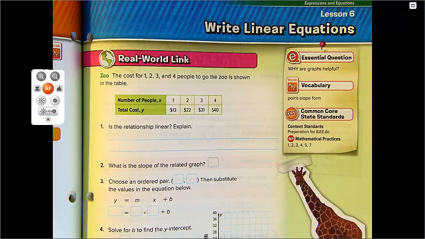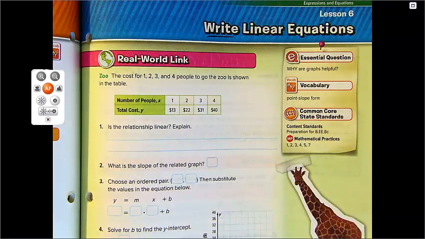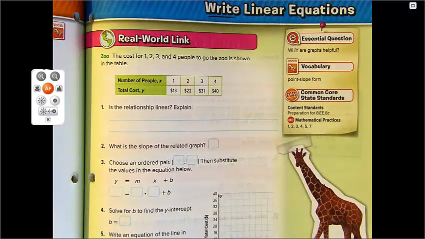Okay guys, we are back for lesson 3.6. We have written equations, we have solved equations, and we have graphed equations. Well, today we need to learn how to write equations. We need to learn how to put all that information in, how to find the missing parts, and how to write the equations. So let's look at the first example.